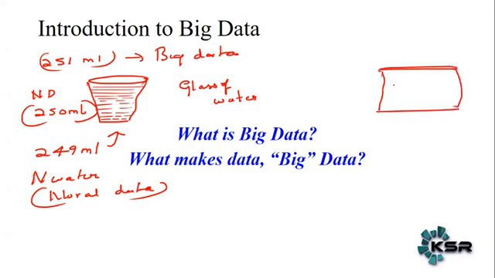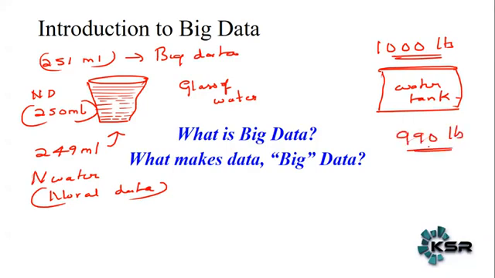Syntax tank. Do you remember this? You have a water tank at your home? Yes. In this water tank, the capacity is 1000 liters. You store 990 liters, it's not big data. You store 999 liters, it's not big data. And you store 10,000 or 1001 liters, it's big data.